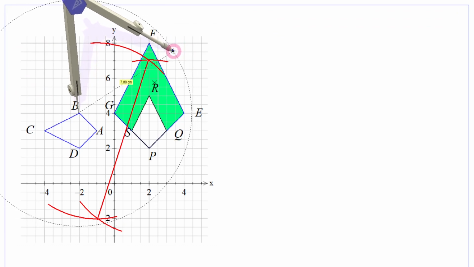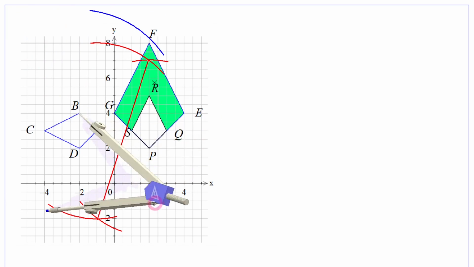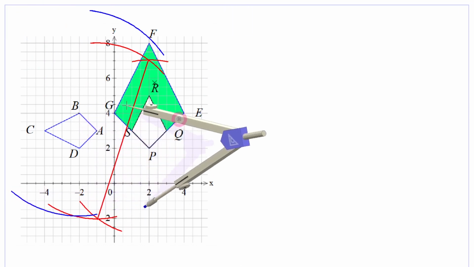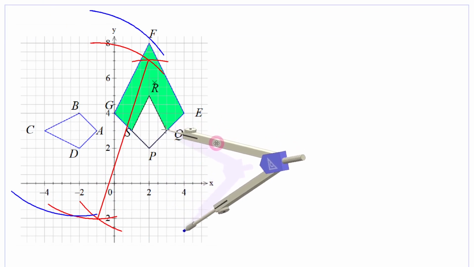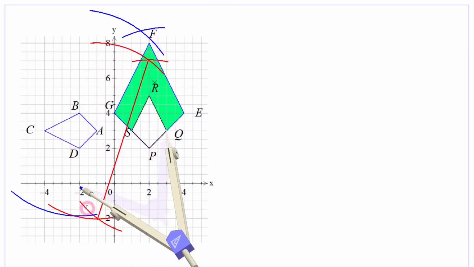So just make an arc over here. Keep the same width, do the same thing at the bottom. Then move it to Q. Using the same width, make another arc here and here also.